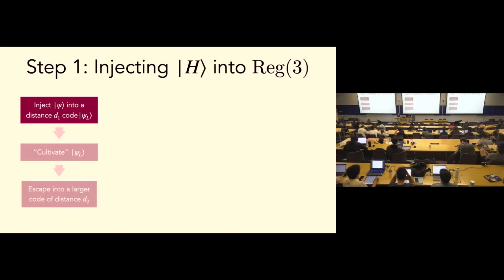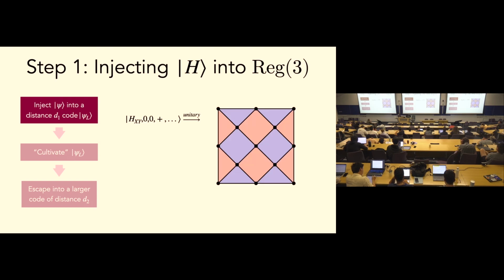The first step is injection of the Hadamard eigenstate into the unrotated or regular surface code. This is fairly simple. We take a product state of unentangled qubits, where one of the qubits is in the state that we want to produce in our regular surface code, and then perform a unitary circuit that eventually produces the unrotated surface code as its output.